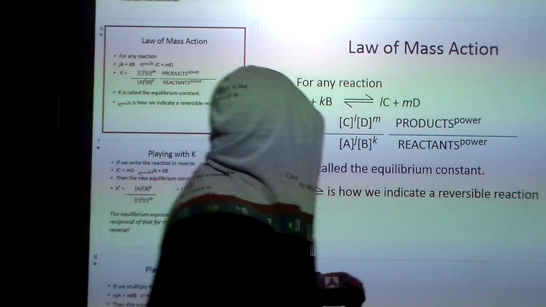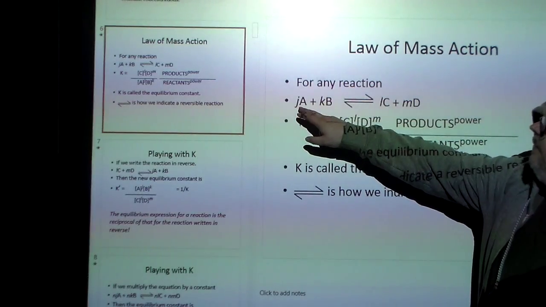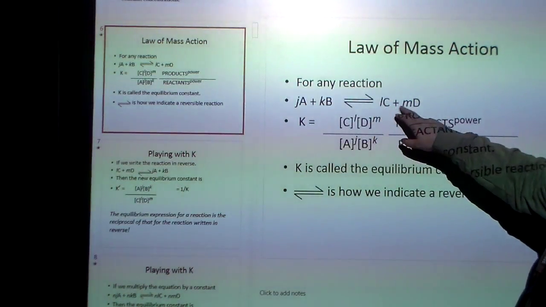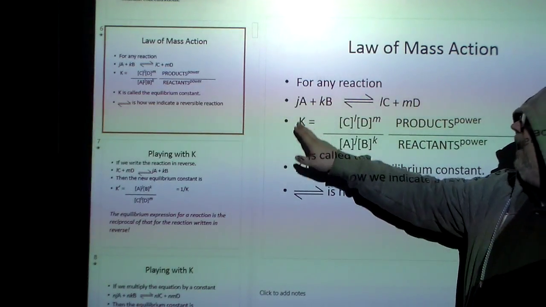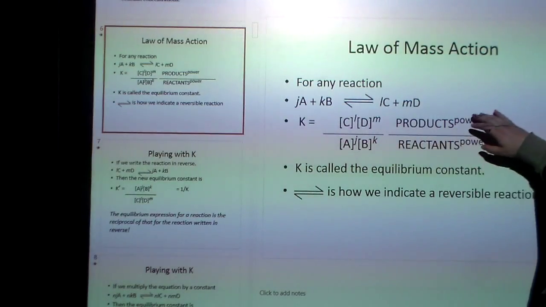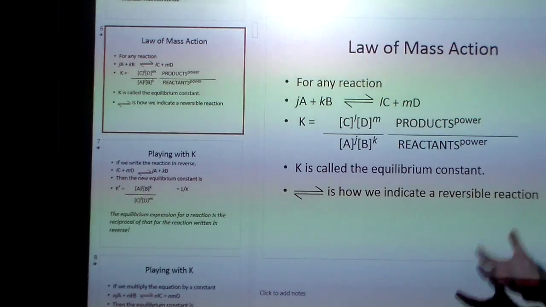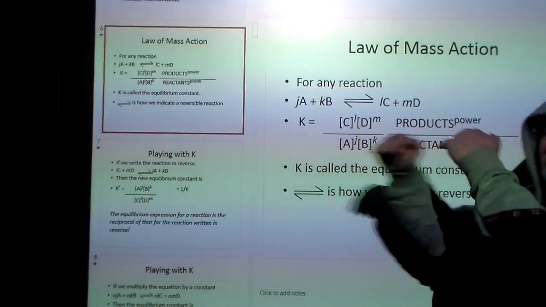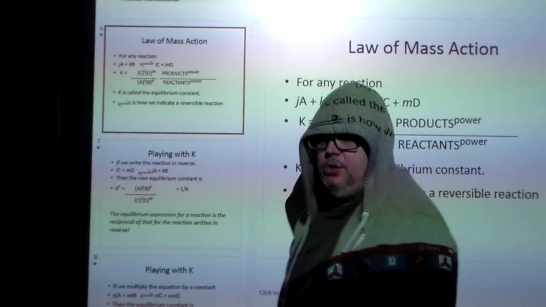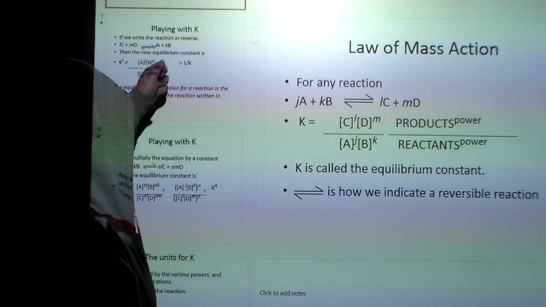Okay, law of mass action. So for any reaction that we have, we can look at aA and bB gets us lC plus mD. We can look at the rate constant here. As you can see, products to the power divided by reactants to the power. K is what we call our equilibrium constant. And that back and forth arrow tells us that the reaction is reversible, okay? That would be kind of an important thing.